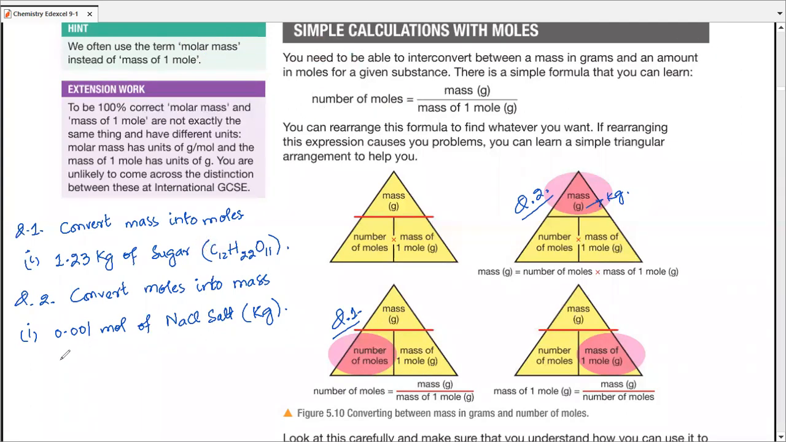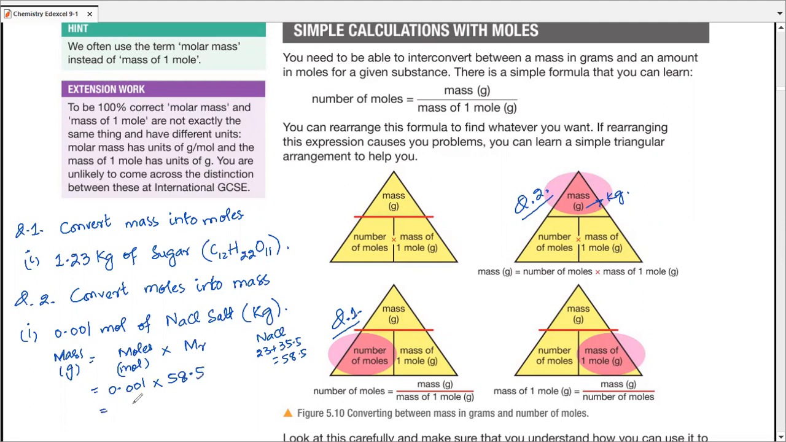So you immediately applied the formula, and our formula this time is mass in grams is equal to moles, whatever number of moles we have, and the unit would be mole again, and you multiply it with MR. And in the case of NaCl, it's pretty simple. It's 23 plus 35.5. The answer comes out to be 58.5. So you have 0.001 mole. You multiply it with 58.5.